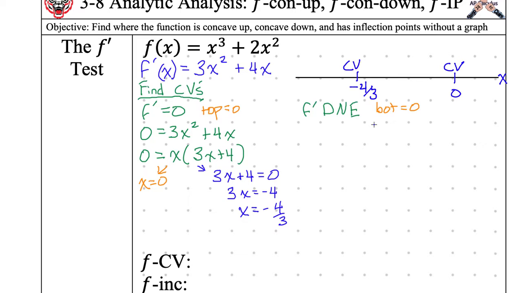CVs. What next? Test points. What should our test points be? Farthest left should be, sure, let's try negative 2. In between, 1. Ooh, careful. Wait. Yeah, negative 1, right? Negative 1. Yeah. And then far right, 1. That's a good test point.